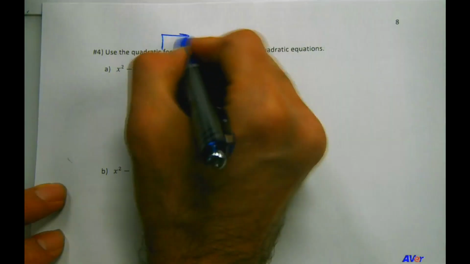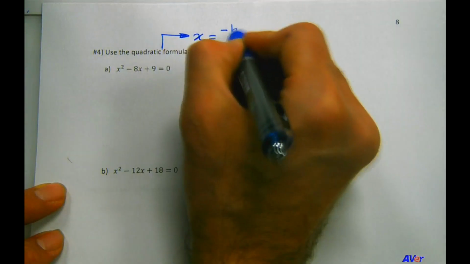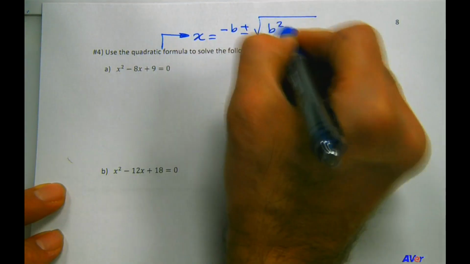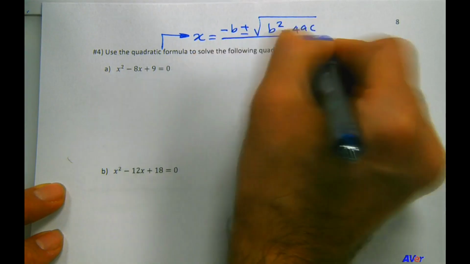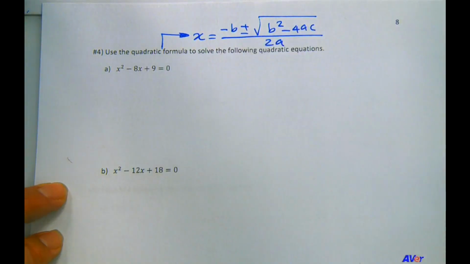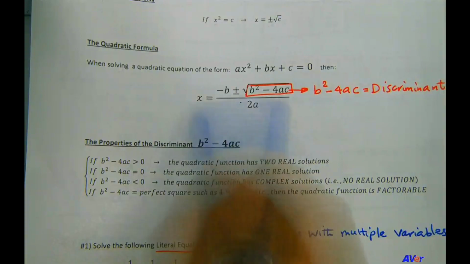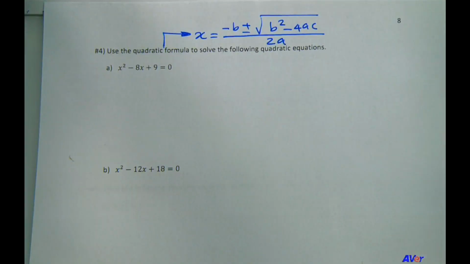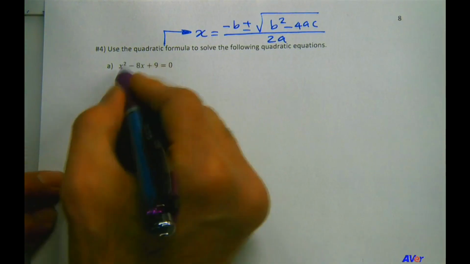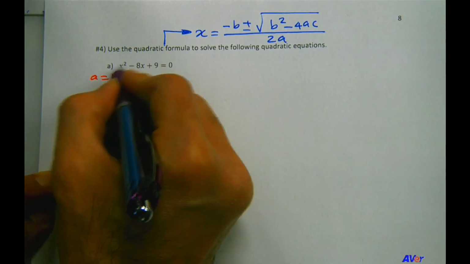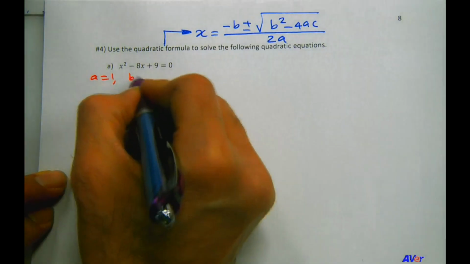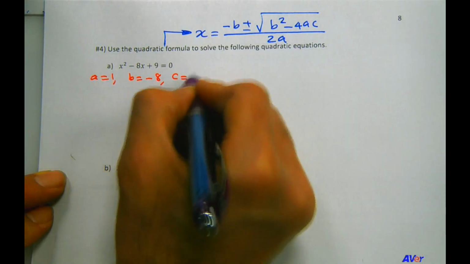So here it says, use the quadratic formula to solve the following quadratic equations. Okay, so the quadratic formula, as we know it, is x equals minus b plus or minus square root of b squared minus 4ac over 2a. And of course, we saw that here on the front page, right? That was that. So in this case, a is 1, which is the coefficient of the quadratic term, b is minus 8, and c is equal to 9.